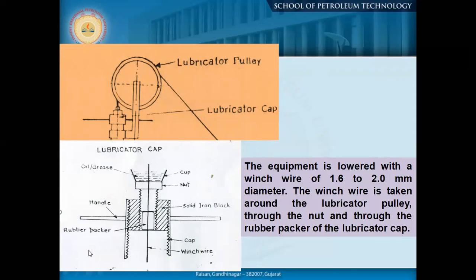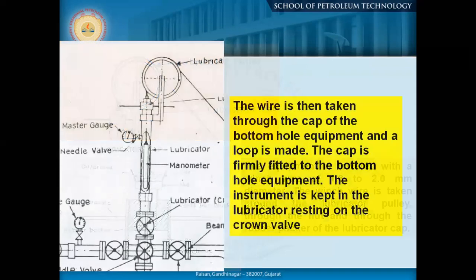Now the wire is passing through the lubricator cap, the lubricator here, so the wire is going through, and then you are just making the knot with the manometer. Clear? Okay, so we have 10 minutes left.